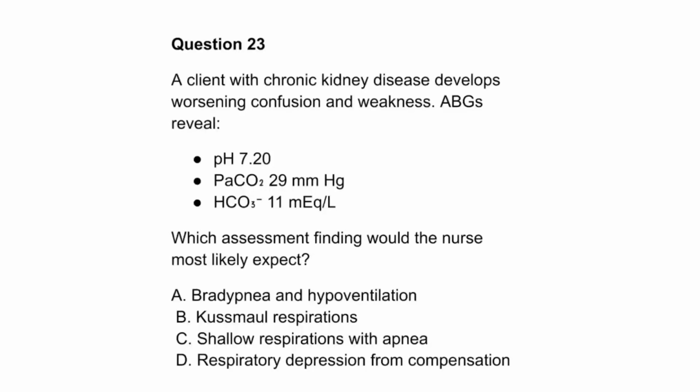Question 23. A client with chronic kidney disease develops worsening confusion and weakness. ABGs reveal pH 7.20, PaCO2 29 mm of mercury, HCO3 11 milliequivalent/L. Which assessment finding would the nurse most likely expect?